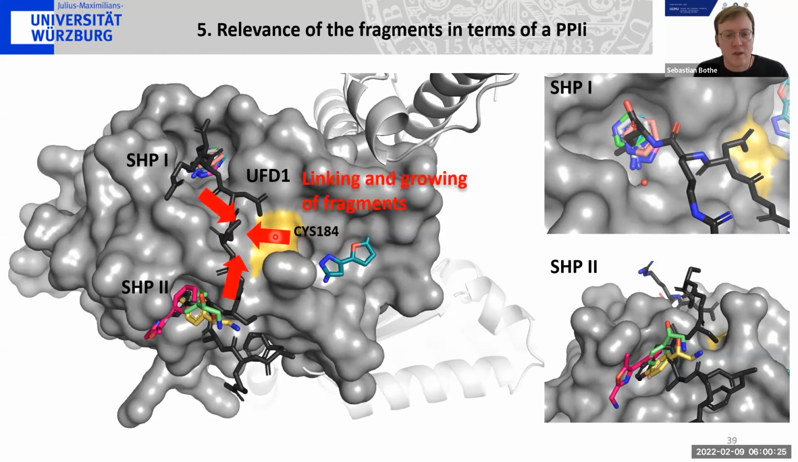The idea is, of course, now to link and grow the fragments to a more potent and high-affinity inhibitor, which could then in the end inhibit the interactions of the cofactors with the SHP1. Of course, from the crystallographic screening, the fragments are very small. But with this new crystallographic data, we could now fine-tune our virtual screening approaches and make a new virtual screening with bigger libraries, because now we could train our models on experimental data we had not had at the beginning of the project.